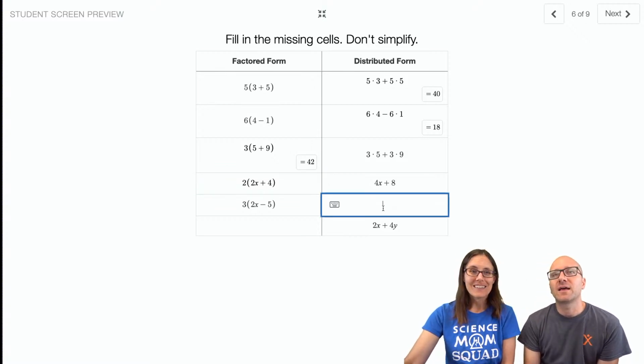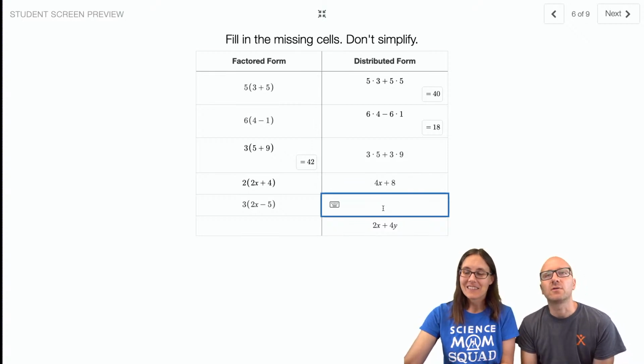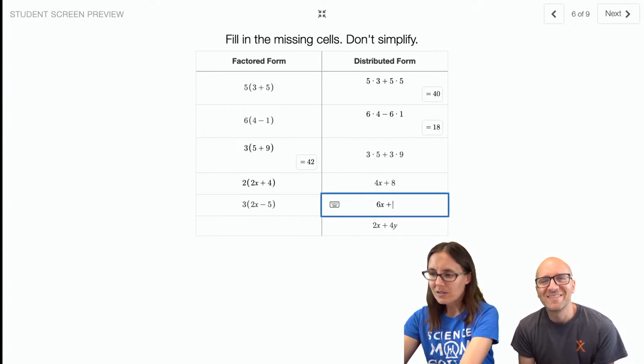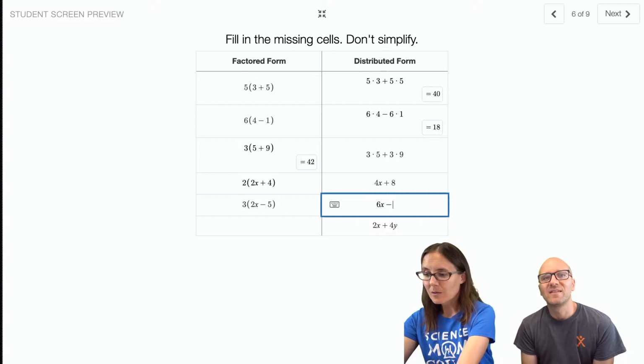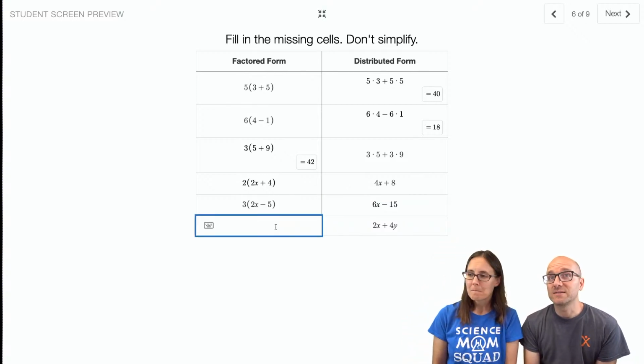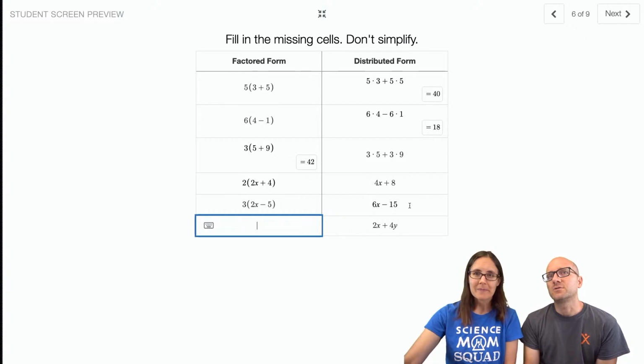All right, but what about the last one? Second to last. All right, this one I can do. 3 times 2 is 6x minus 15. Good, so you did 3 times 2x minus 3 times 5? Yep, that's what I did. Oh, you're right, I was supposed to write it all out. Yes, you were, but that's okay. We still love you, Science Mom.